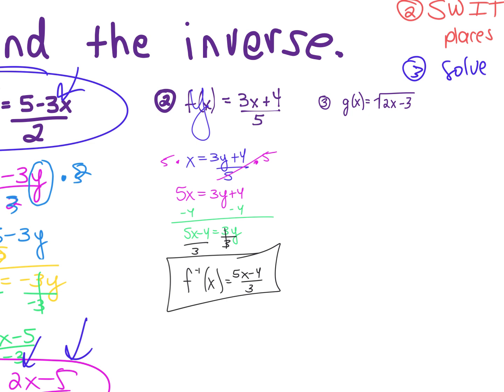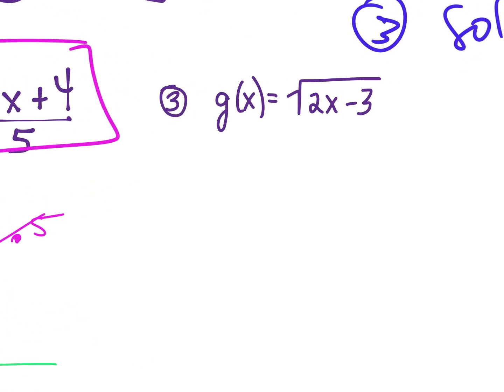Look at your original and compare to your inverse. In the original, we were multiplying by 3. What are we doing in the inverse? Dividing by 3. In the original, you were adding 4. What are you doing in the inverse? Subtracting 4. In the original, you were dividing by 5. What are we doing in the inverse? Multiplying. Good. That makes sense? All right, let's look at the last one, then we're done.